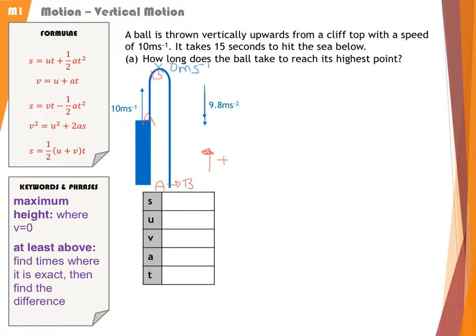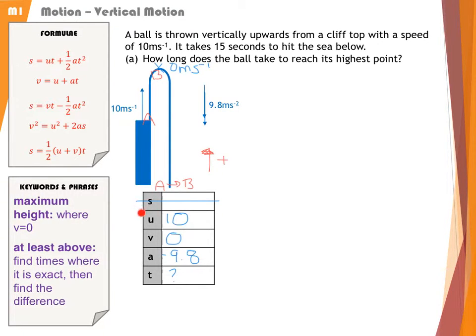Okay, so from A to B, I've got no idea how high it gets, so I can't put that in at all. So I'm just going to cross through S because I don't want to find it either. My initial speed I know is u, so that's 10. My final speed at B, which is where we're aiming for, is 0. So v is 0. The acceleration, we can see, is going down. So as we picked up as positive, then we've got to use -9.8 for our acceleration. Okay, and then finally time, that's what we're actually asked to find. How long does it take? Okay, so that's what we're looking for.